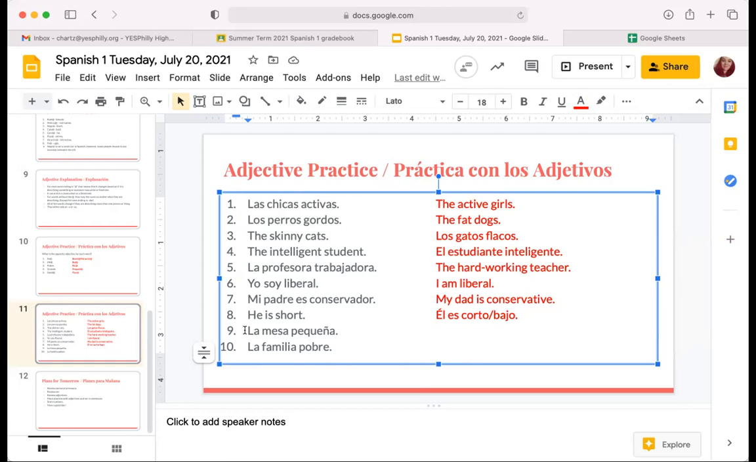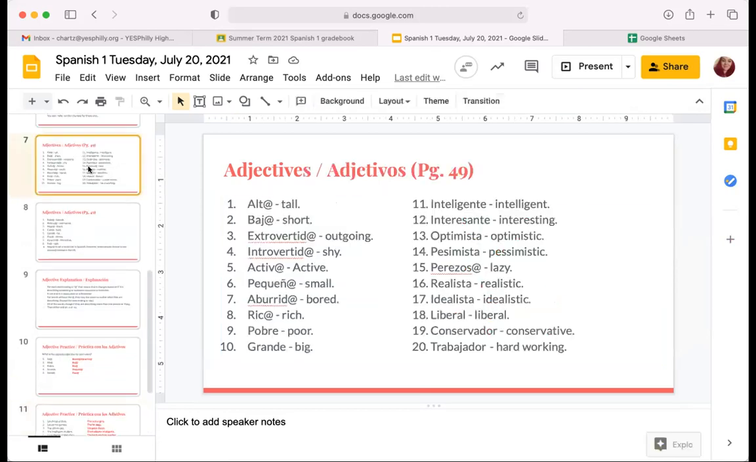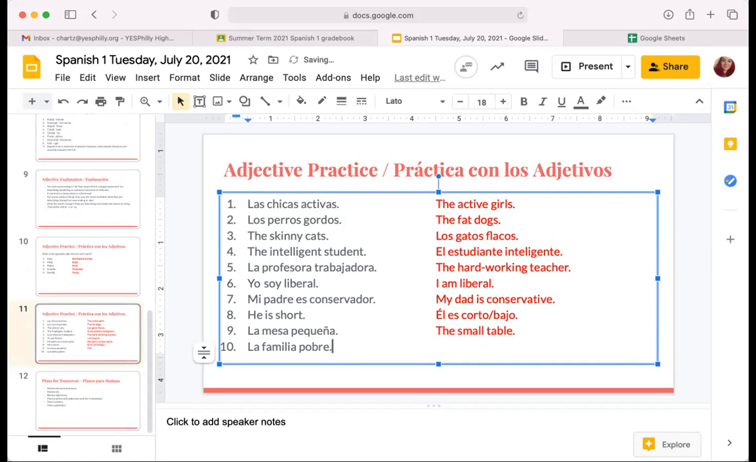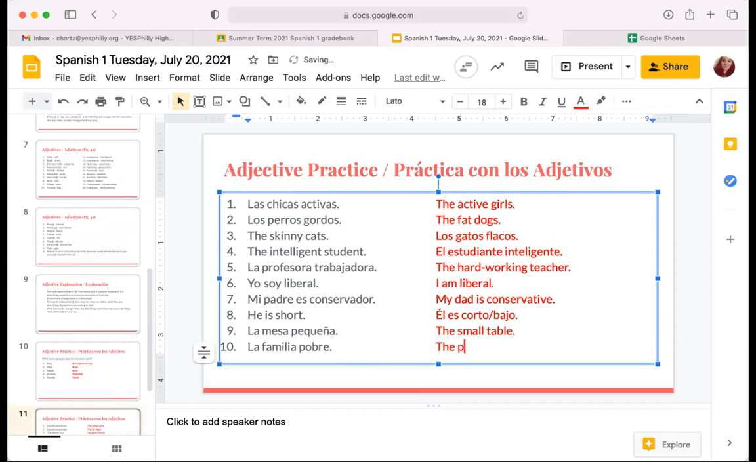La mesa pequeña. You remember what mesa means? The table. Yep. And what does pequeña mean? Let's go back. Oh, yep, it's in here. It means small, right? Yep. So it's a small table. And then the last one is la familia pobre. You remember what pobre means? Poor. Yep. It's just the poor family. La familia pobre.